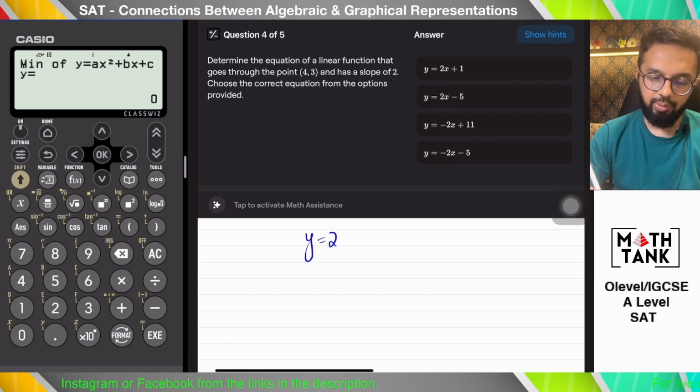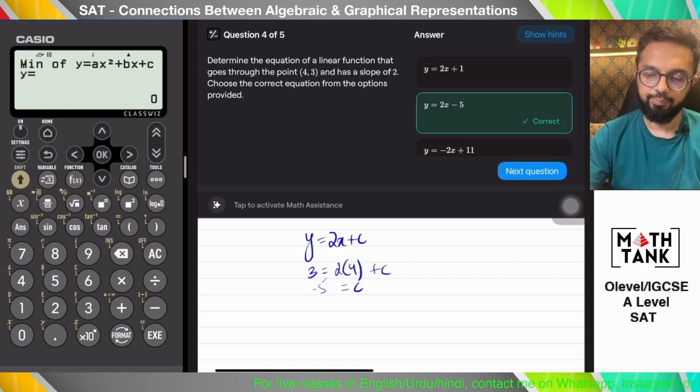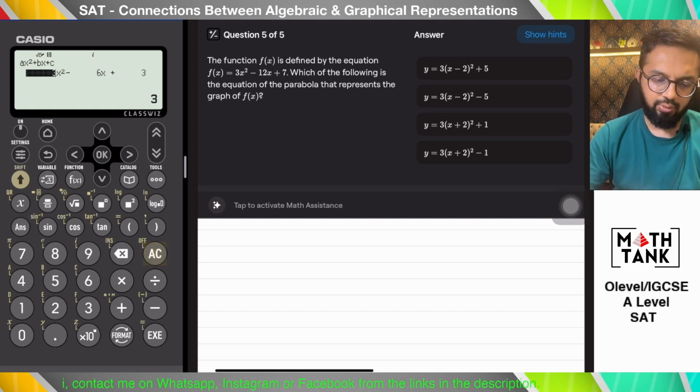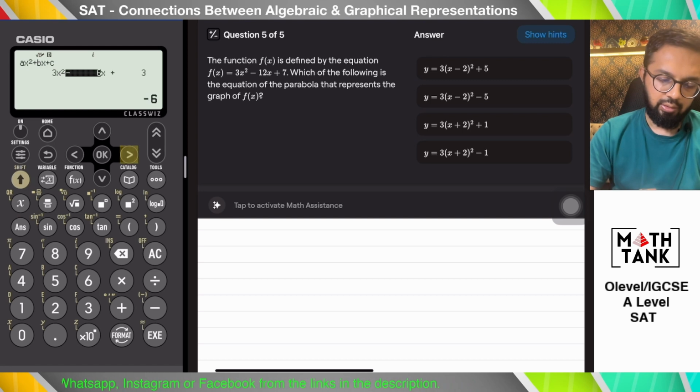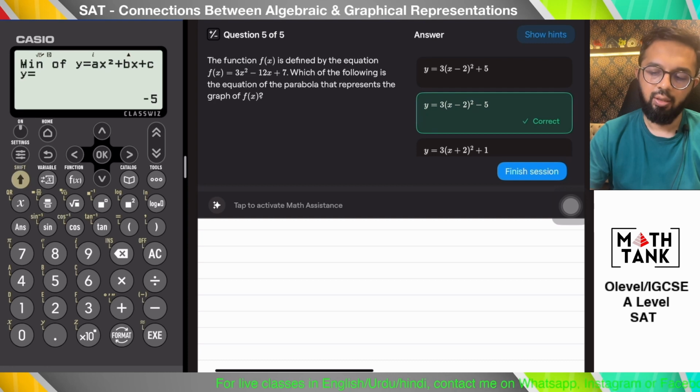So y equals 2x plus c. Let's find out c, and that should solve our problem. So c is minus 5, so that should be the correct answer. Which of the following is an equivalent equation? I think we just did this question. Similar. Let's verify if we can find the turning point. 2 comma minus 5. So that was this.